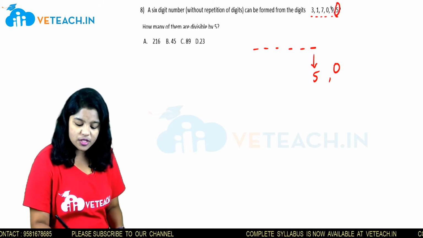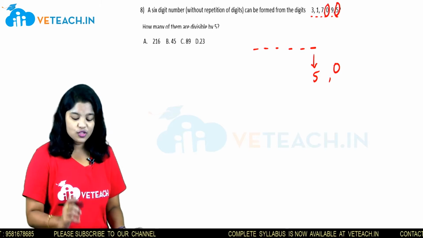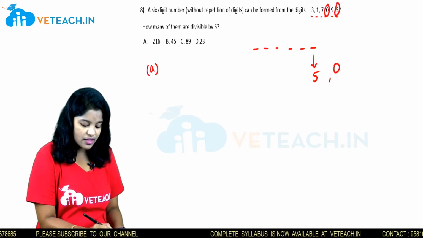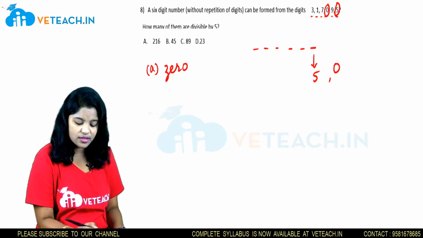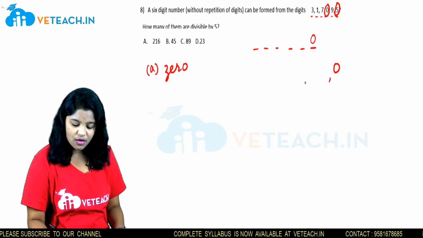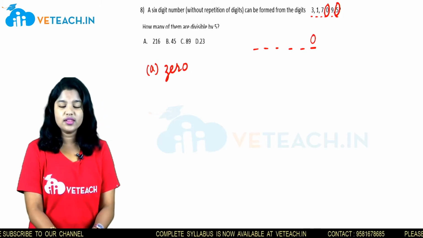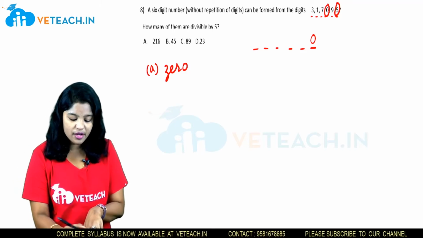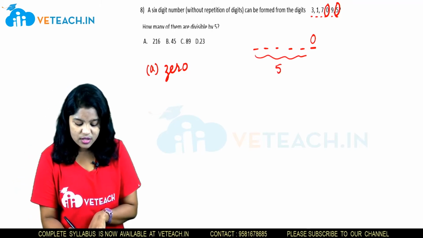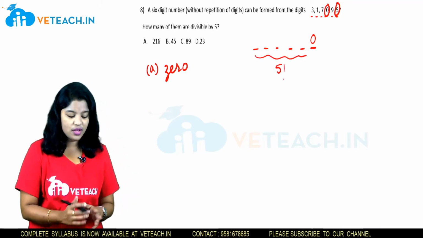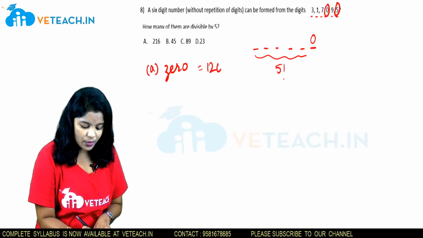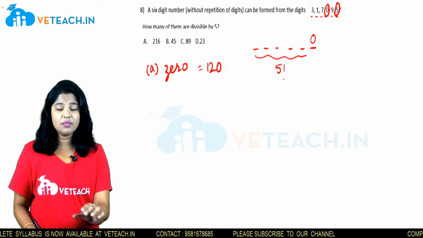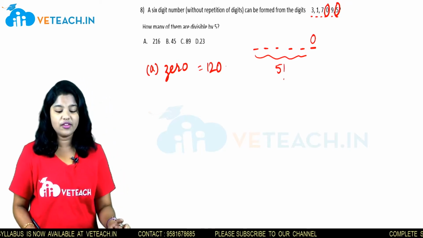So in the given numbers we have both 5 and 0. First we will take the case when the number is filled with 0 in the last place. Now it is filled with 0 in the last place. Remaining 5 places are there, so they can be filled in 5 factorial ways, so total 120 ways. So when the last number is 0, we can fill it in 120 ways.